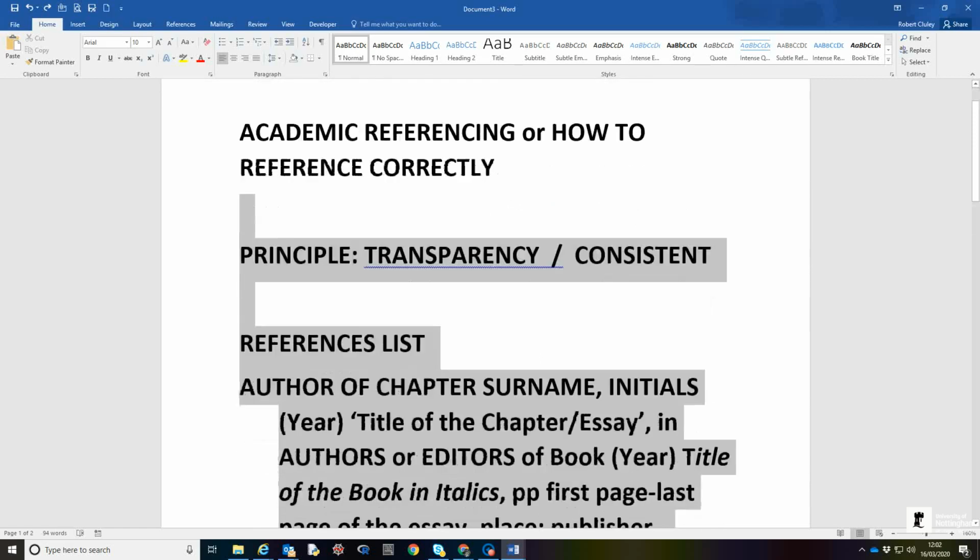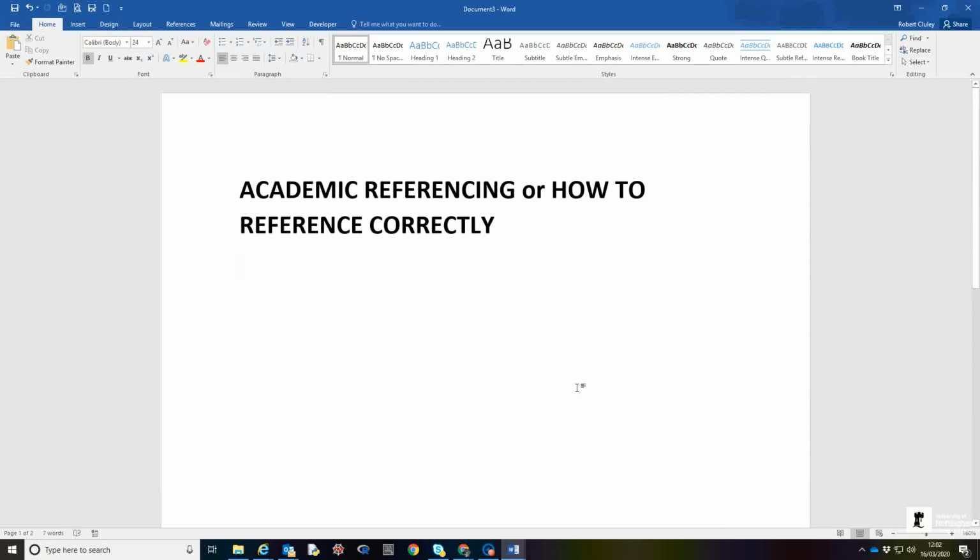So that's academic referencing in a nutshell, or how to reference correctly.